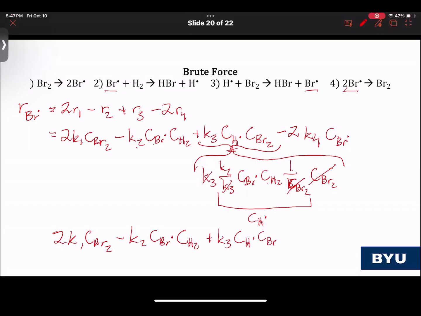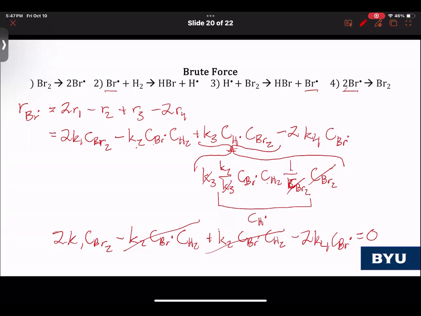I'm going to be writing the expression I just came up with here. So let me erase the rest of that. So that's going to be plus my K2 C bromine radical, C hydrogen radical, minus my 2 K4 C bromine. You can see we came to this point a lot faster with the add and subtract method. So now we're just left with this, which is equal to 0.